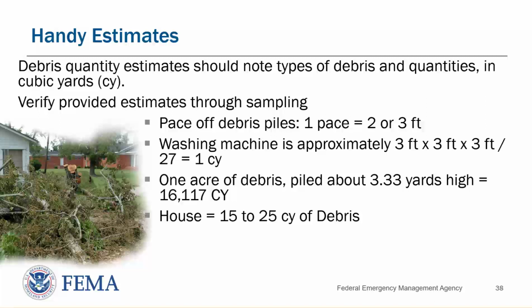Another handy estimate would be a house. So if you have your generic cookie cutter white picket fence house in suburban America, a more advanced hurricane will produce about 15 to 25 cubic yards of debris, depending on the ground coverage. Same thing with a wildfire. You'll probably have a little bit more or a little bit less, depending on the severity of the wildfire, but you could have vegetative debris of 15 to about 25 cubic yards.